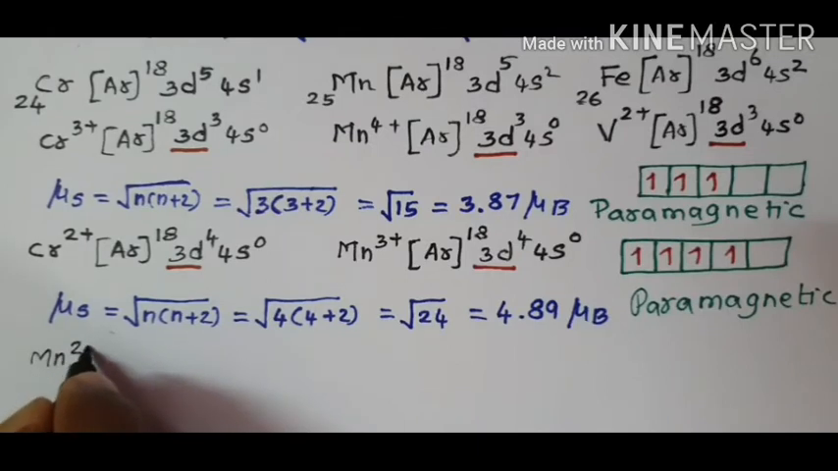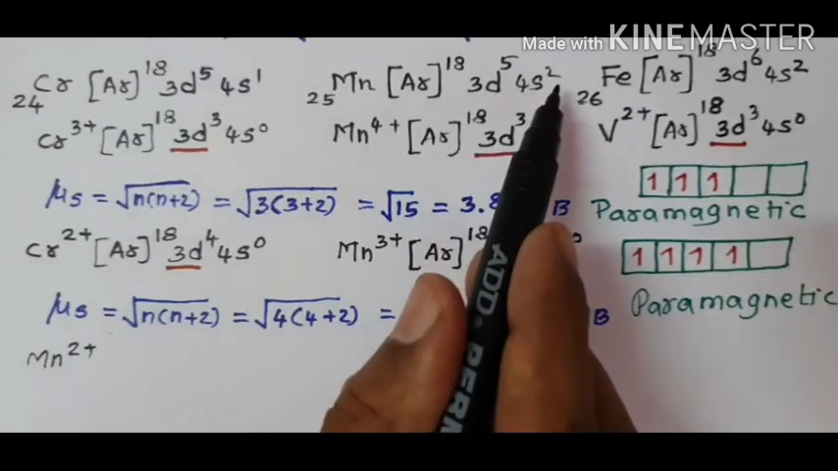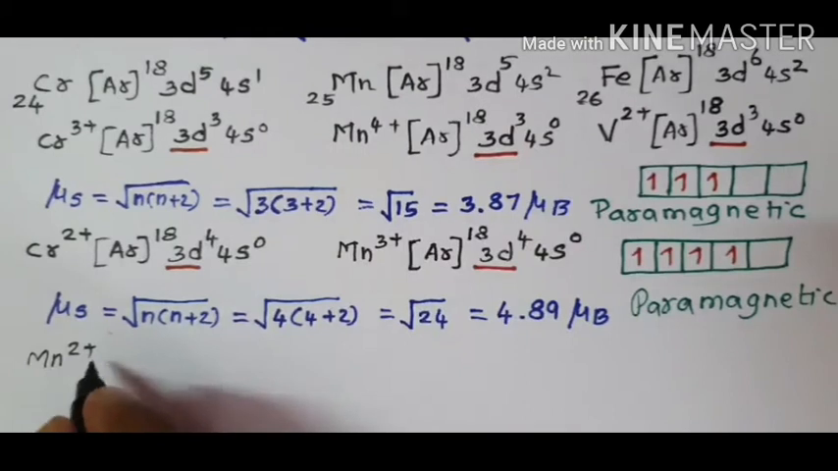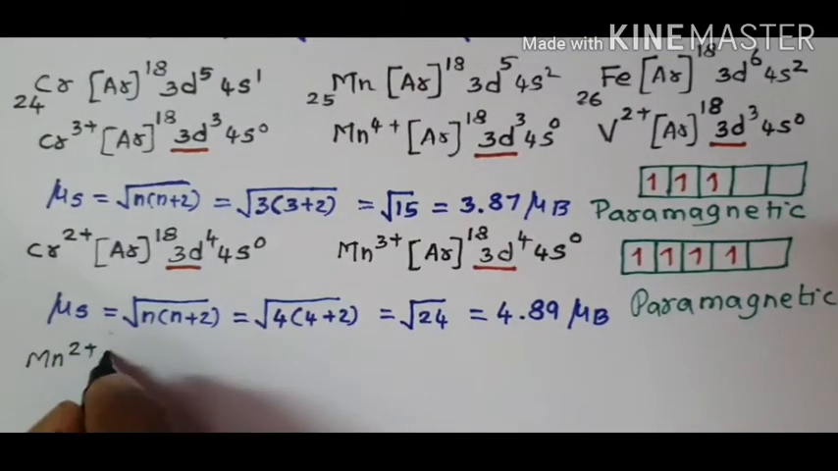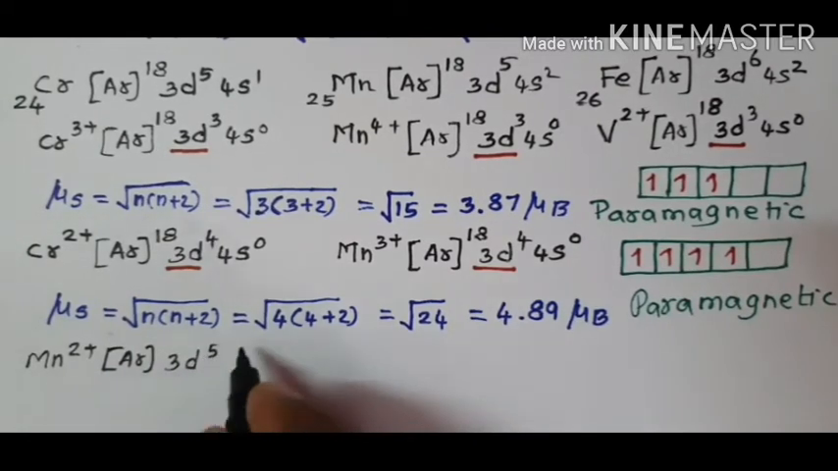Mn2 plus ion. Manganese is 3d5 4s2. If it loses 2 electrons, what is the electronic configuration of the Mn2 plus ion? Argon 3d5 4s0.